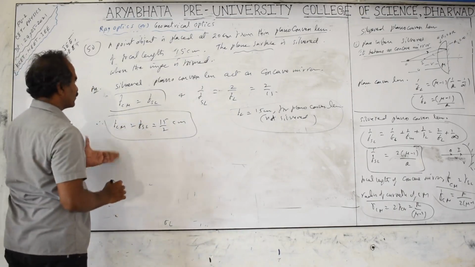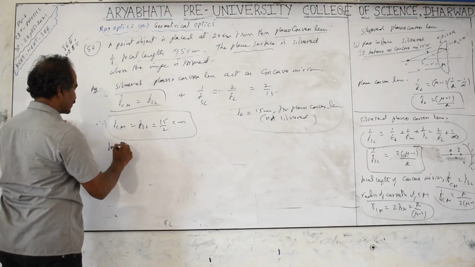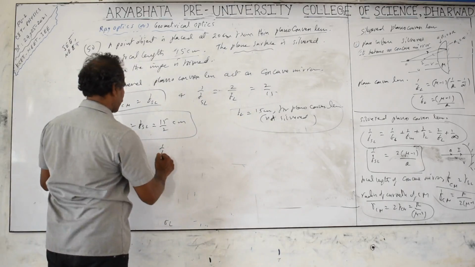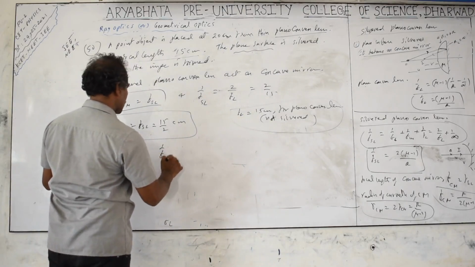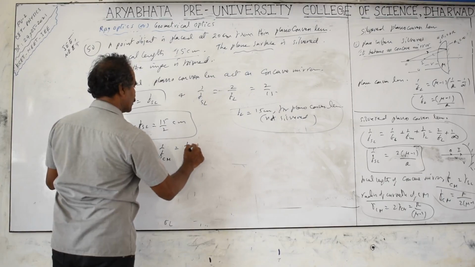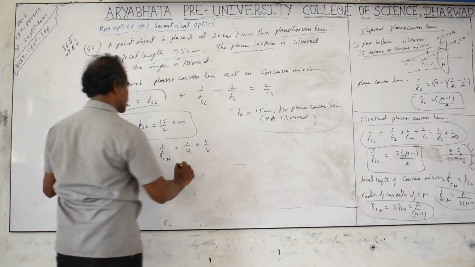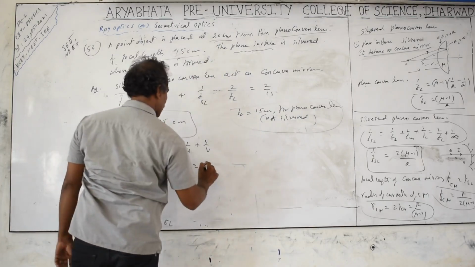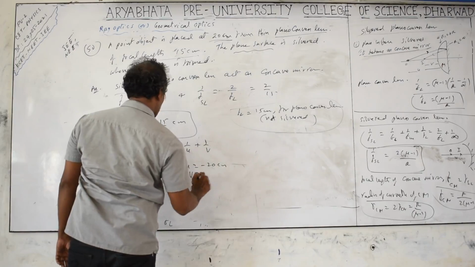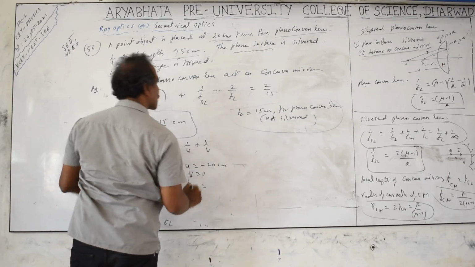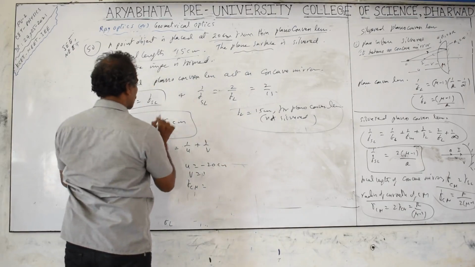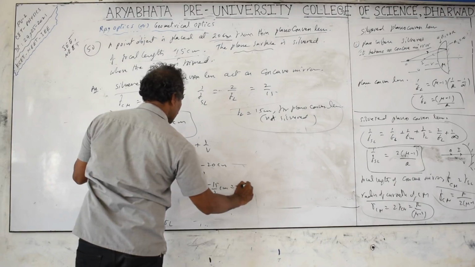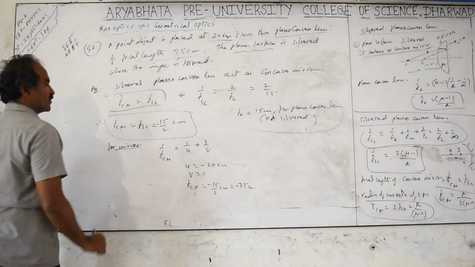Now you are given a mirror, so you have to use the mirror formula. For mirrors, 1 by f of the concave mirror is equal to 1 by u plus 1 by v. u is given as minus 20 centimeters. What is v? The focal length of the concave mirror is on the left side, so it becomes minus 15 by 2 centimeters, which is minus 7.5 centimeters. Substitute the values into this and find the value of v.